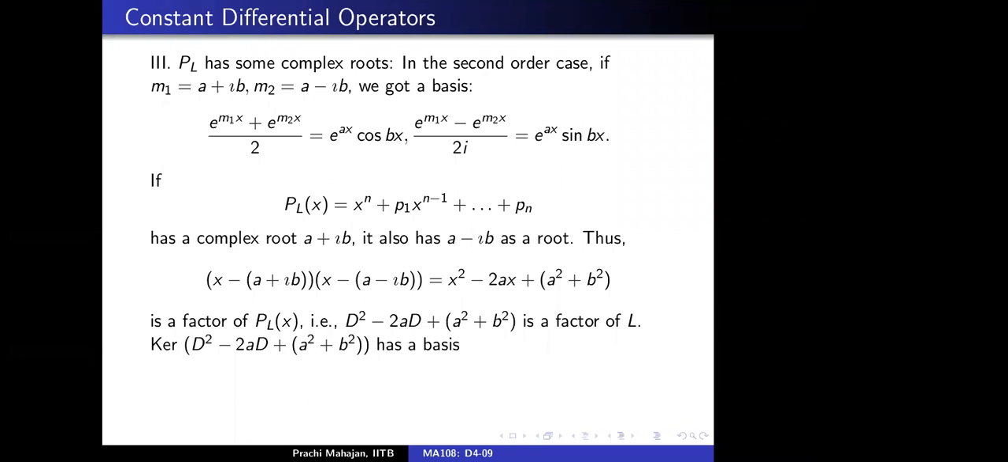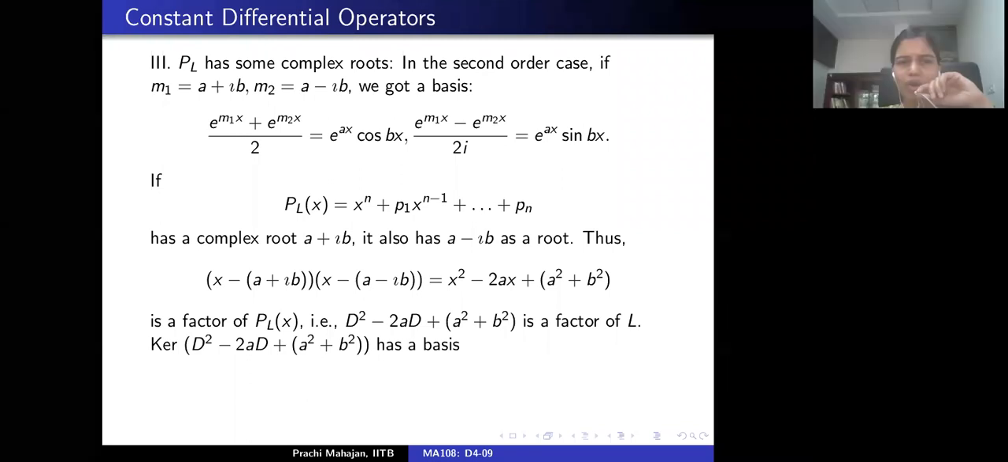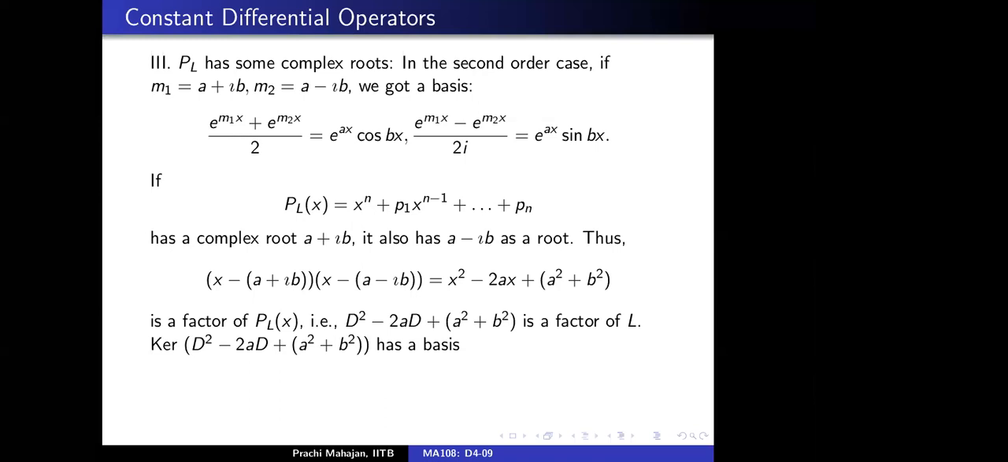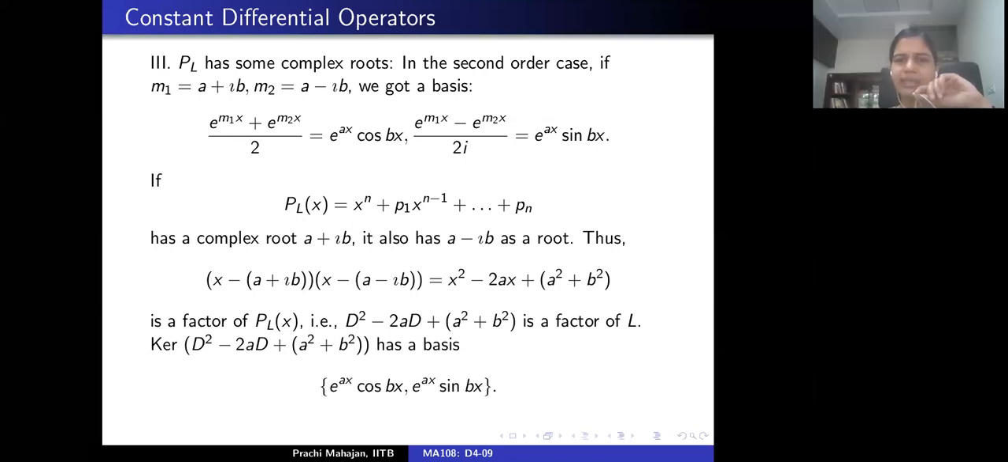Can you give me 2 linearly independent solutions of the equation d square minus 2ad plus a square plus b square, acting on y, equal to 0? We should be able to find this basis. This is an order 2 equation now. E raised to ax cos bx and e raised to ax sin bx. Exactly what is upstairs, right? So the null space of the operator d square minus 2ad plus a square plus b square has a basis given as exponential ax cosine bx, exponential ax sine bx.